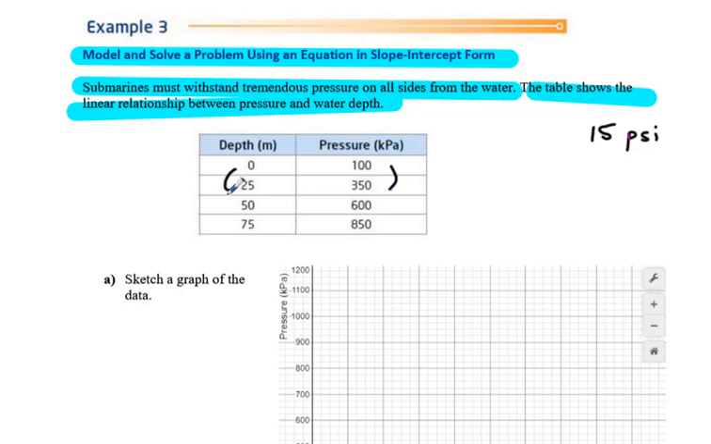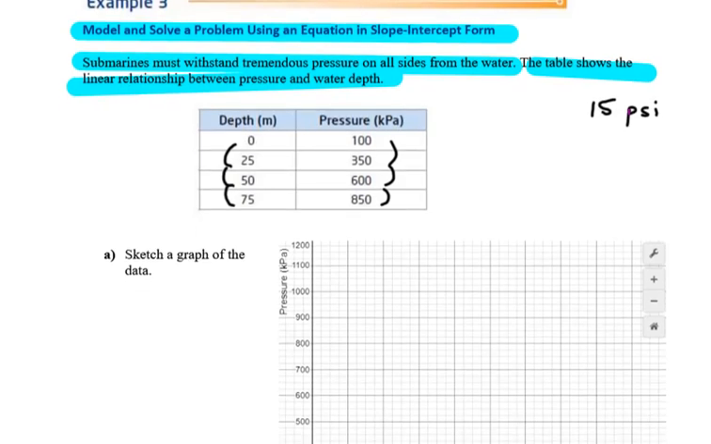Then we go to 50, and you can see here our pressure is increased to 600. We go to 75 meters. Our pressure is equal to 850. So at 75 meters, which is about 3/4 of the length of a football field, the water pressure is about 8.5 times the air pressure. Submarines can't go that deep. They've got to be extremely strongly built.